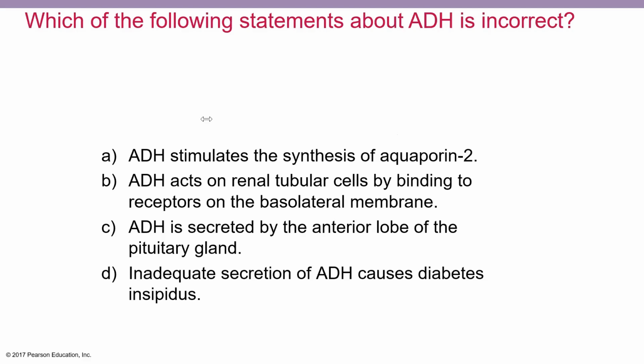Which of the following statements about ADH is incorrect? Okay, and C is correct. So ADH is secreted by the anterior lobe of the pituitary gland. That is not a correct statement. It is in fact the posterior lobe of the pituitary gland, okay? The other three statements are right. So it helps stimulate the synthesis of aquaporin 2. It acts on the tubular cells by binding to receptors on the basolateral surface.